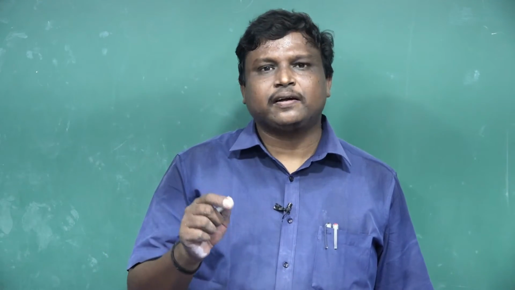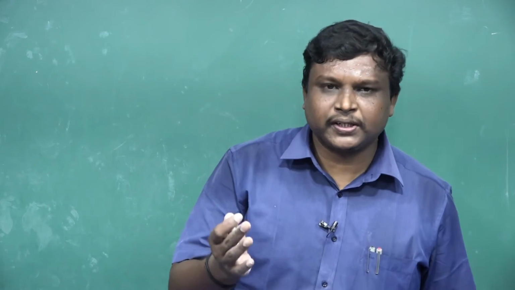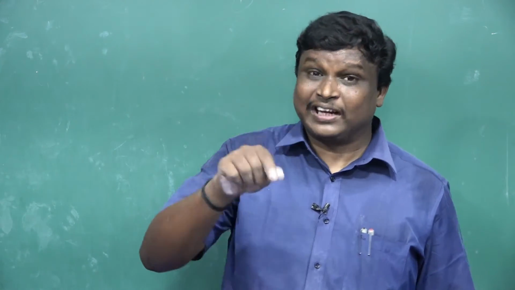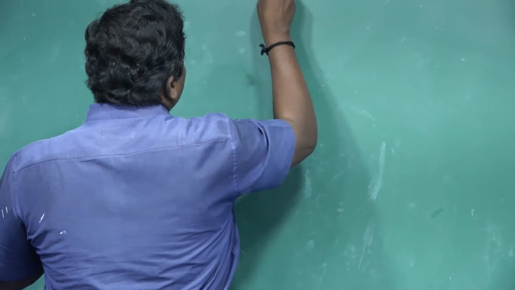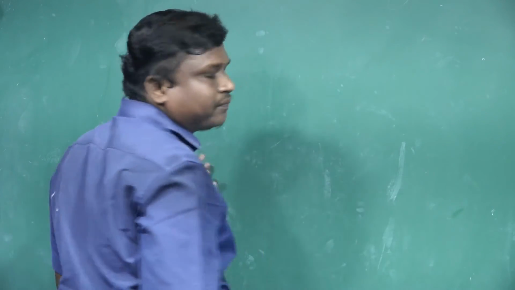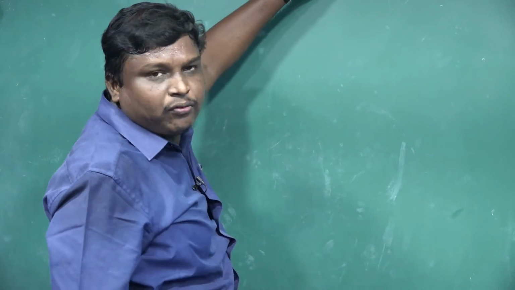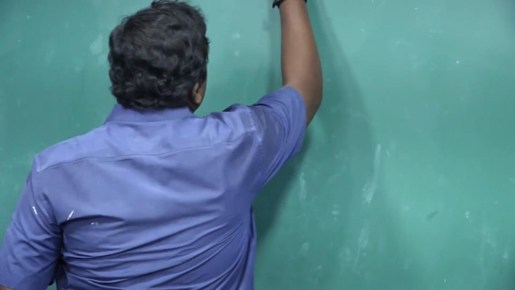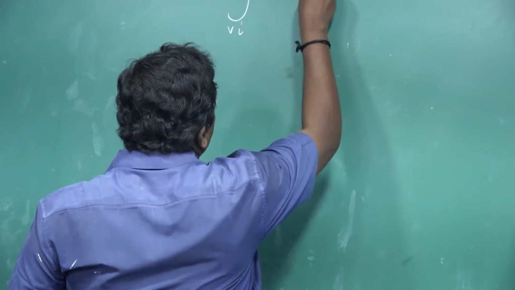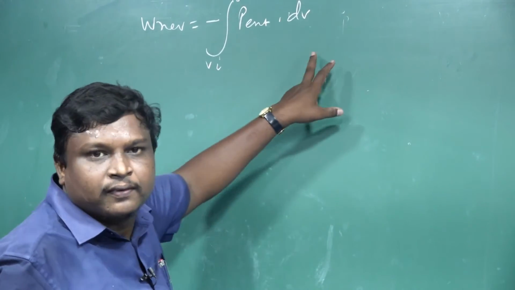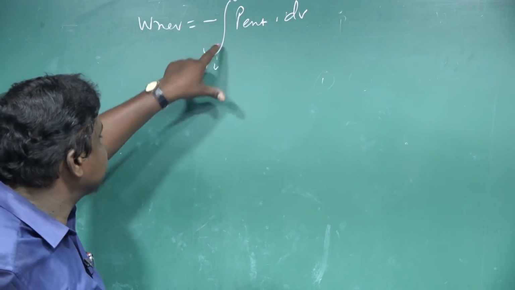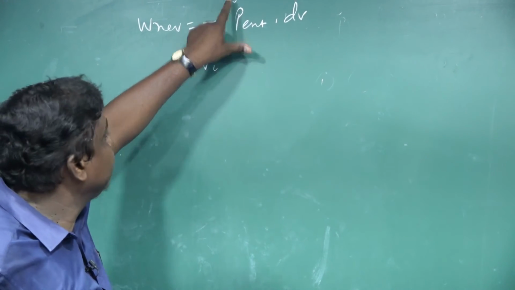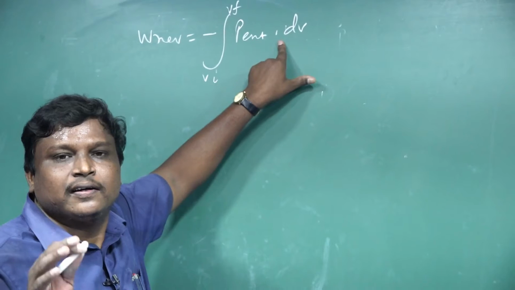In case pressure is not constant, for a reversible process, work is equal to minus the integration from volume initial to volume final of external pressure into dV, where dV is the change in volume.